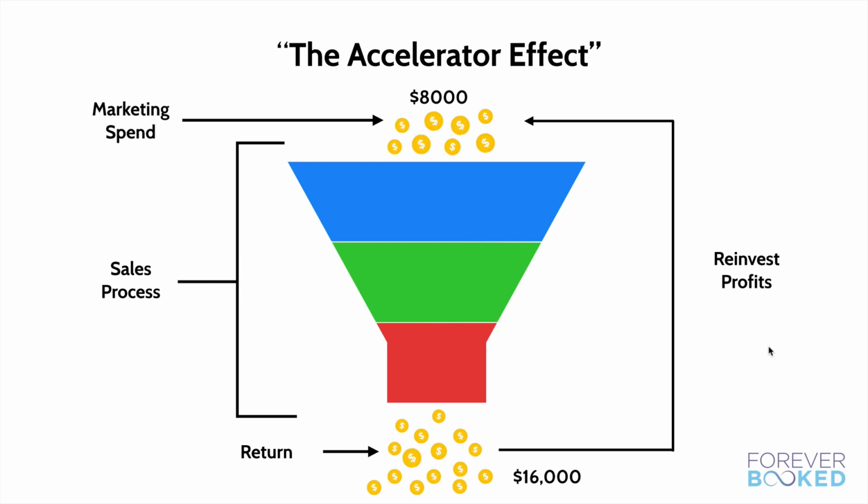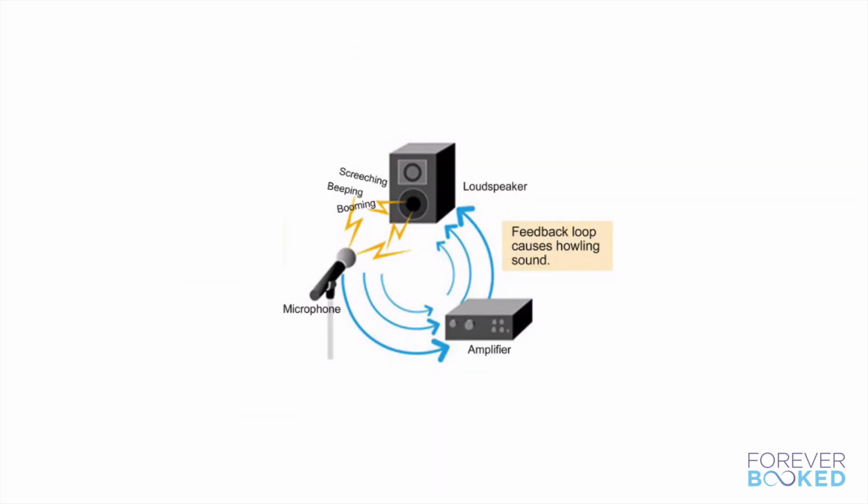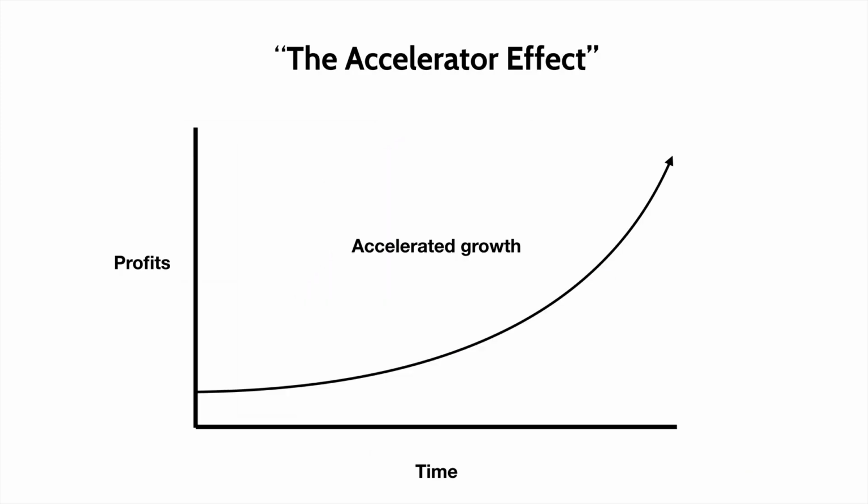And just to illustrate this a bit more, we're using the same principle as microphone feedback. So, if you've ever done karaoke or been on stage with a microphone and experienced that increasing screeching sound when the microphone's too close to the loudspeaker, it's the same principle as this accelerator effect. The output of the loudspeaker is going back into the microphone through the amplifier, and it just goes around in a circle and creates that exponential increase in output. So what we want to do is take that same principle and apply it to your marketing, and the result of that is accelerated growth.